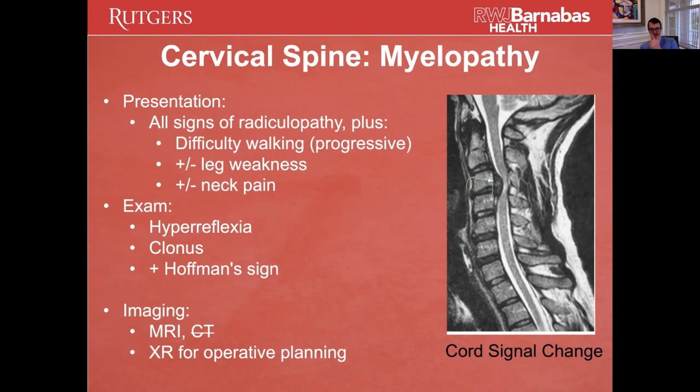So this is where this goes to your neurology rotations. You're going to see hyperreflexia, clonus, Hoffman's sign. And in this case, I don't know if the resolution is good enough on your monitors, but there's cord signal change. This hyperintensity in the cord is edema, fluid, and water inside the cord that reflects damage to the spinal cord.